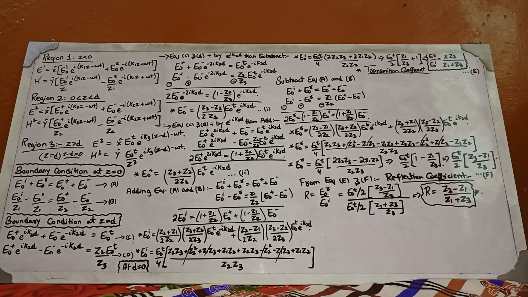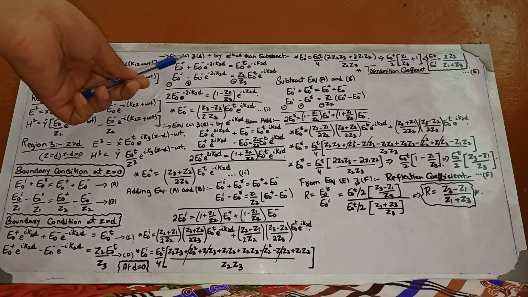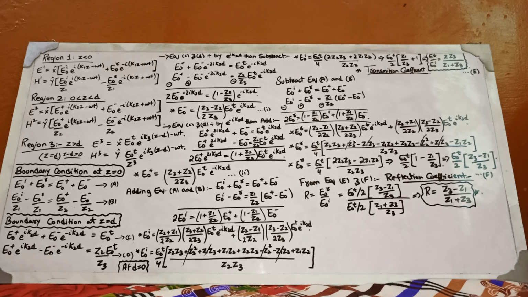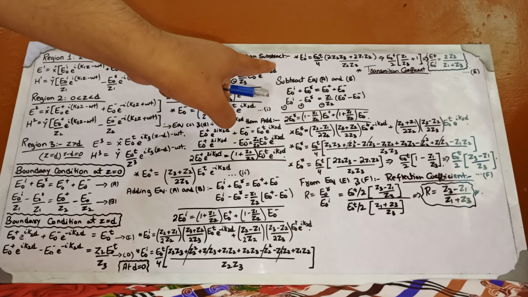So let's find E0+ or E0- first. To do so, you have to do some algebraic manipulation, and first of all, divide equations C and D by e^(iota k2 d). Where are equations C and D? This is equation C and this is equation D. What you have to do is divide equations C and D by e^(iota k2 d). After dividing, you have to subtract.